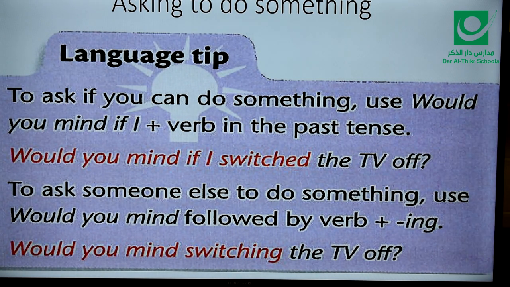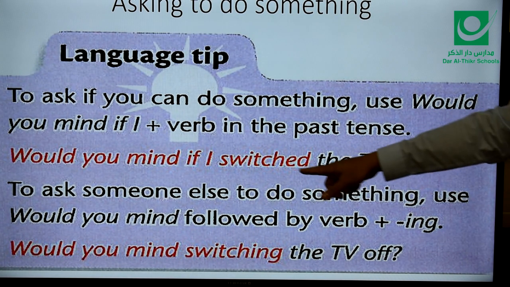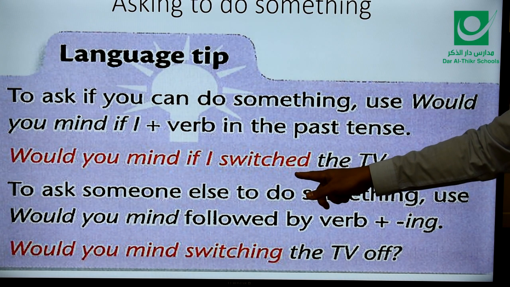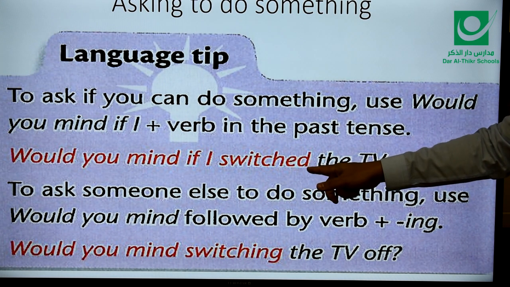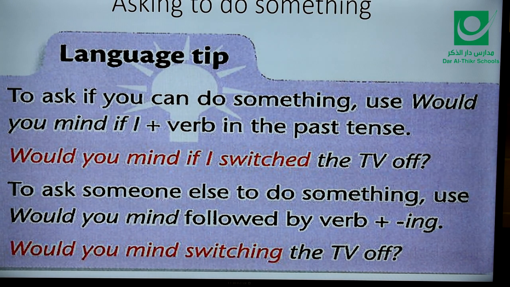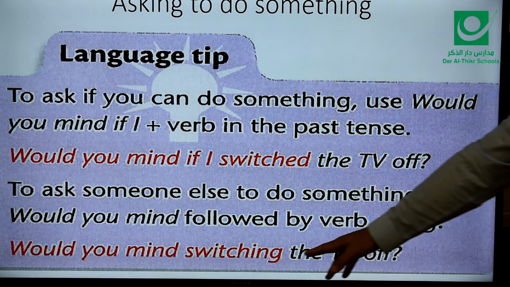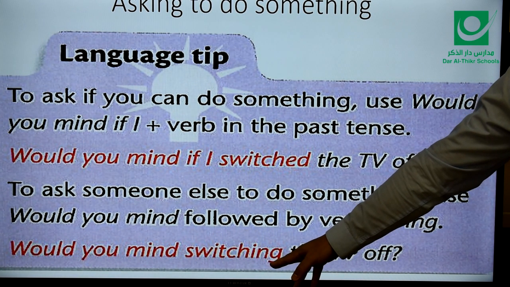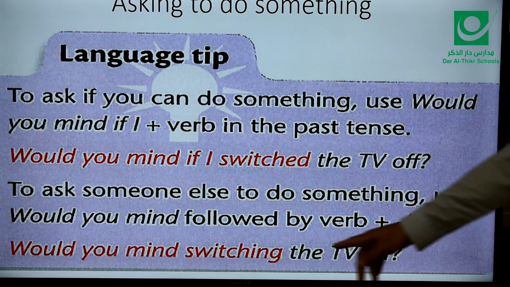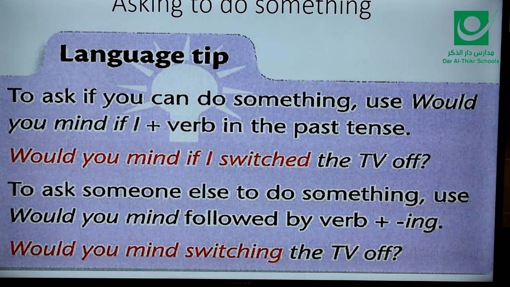Okay. Note that we use the past simple here. Past tense of the verb. After would you mind if I switched or opened, closed. Would you mind if I switched the TV off? So I am asking for permission to do something. While if you're asking someone to do something for you, would you mind switching? Switching, not the past tense. This time we're using the ing form. Would you mind switching the TV off?